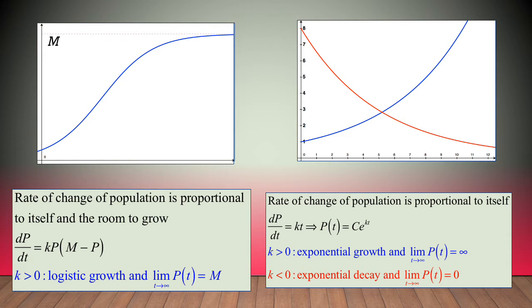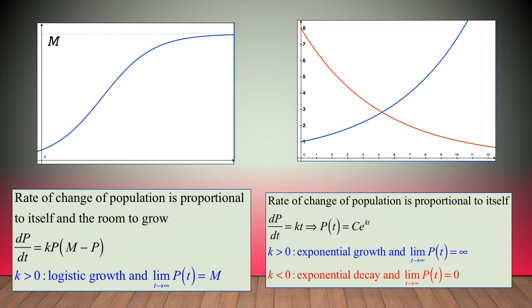The graph of the curve is a distinctive S-shaped curve that is beginning concave up and then concave down. And the curve will have an asymptote at the carrying capacity, which is the maximum value of M.